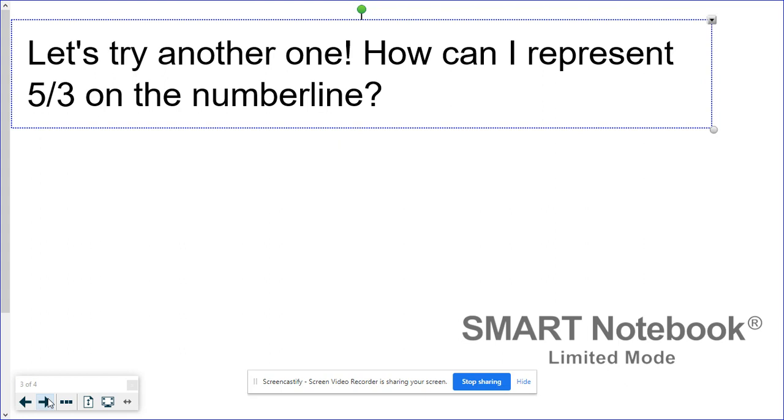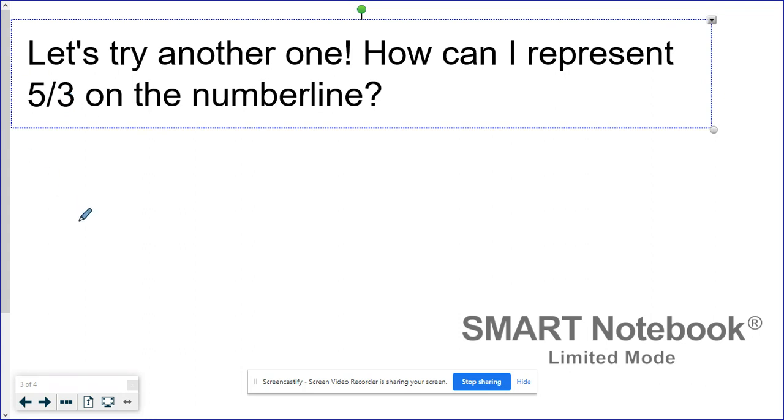So let's try another one. How can I represent 5/3 on the number line? Well, you can see I do not have a number line for us. So let's think about 5/3. The numerator is a 5 and the denominator is a 3. That clues me in on something. It lets me know that my fraction is going to go beyond 1 whole on the number line.